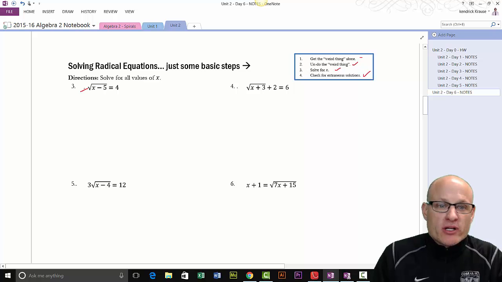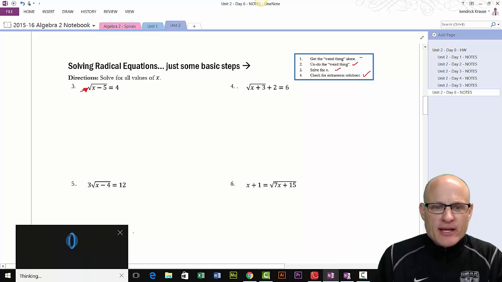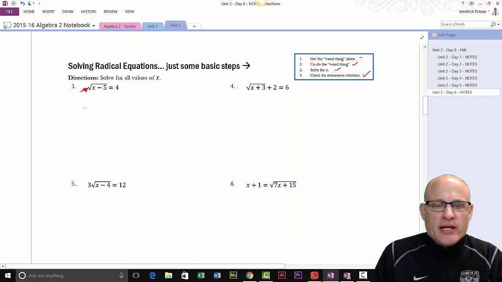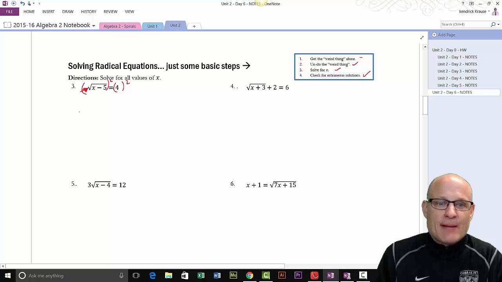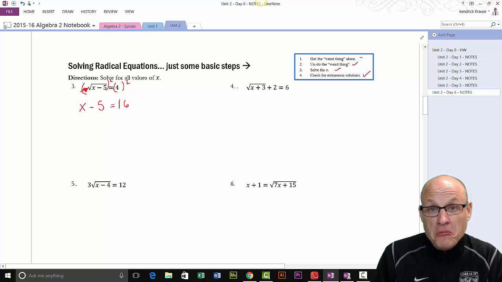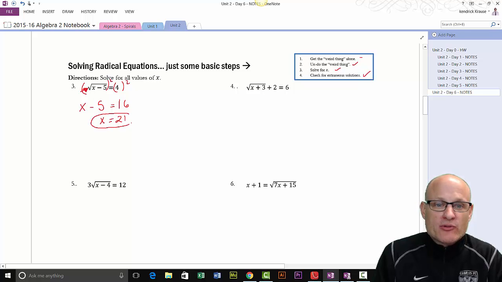All right, so in order to get rid of a square root, have the weird thing alone. That's great, we've got the weird thing alone. Now we're going to undo the weird thing. In order to get rid of a radical, a square root, you've got to square both sides. A square and a square root undo each other. They're inverse operations. So I get x minus 5 equals 16. Solve for x. x equals 21 by adding 5 to both sides.